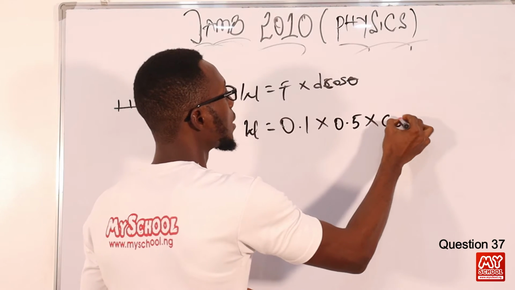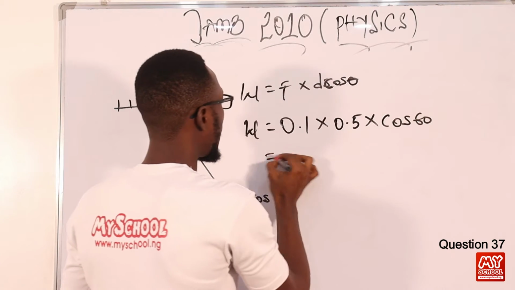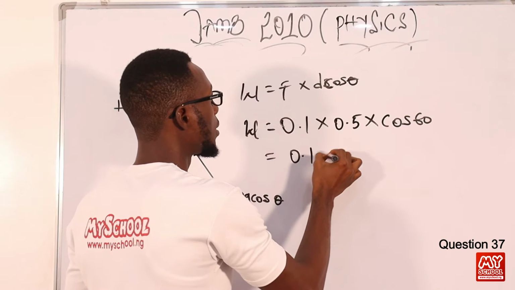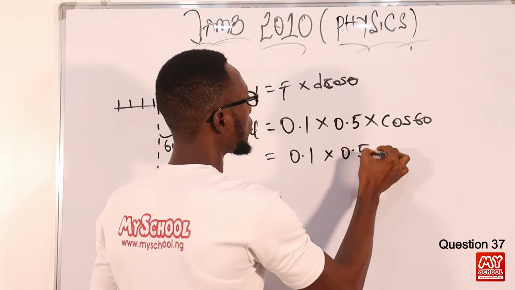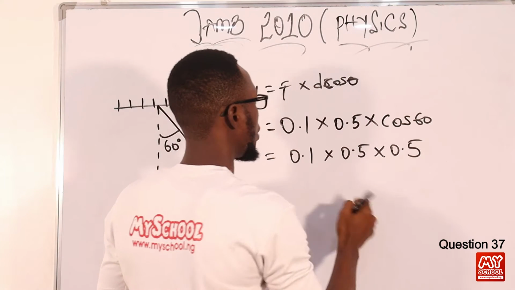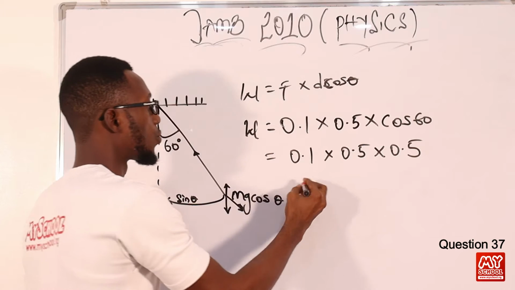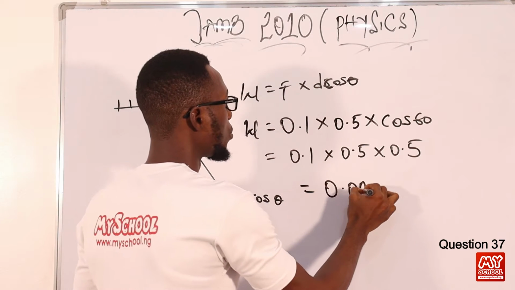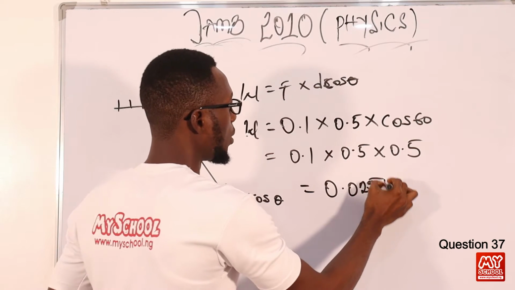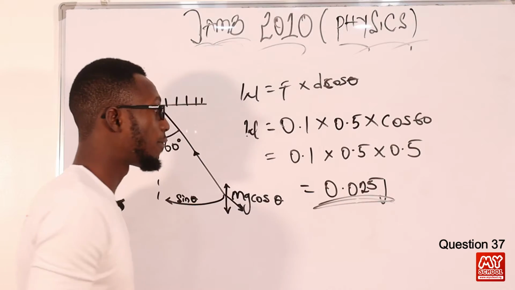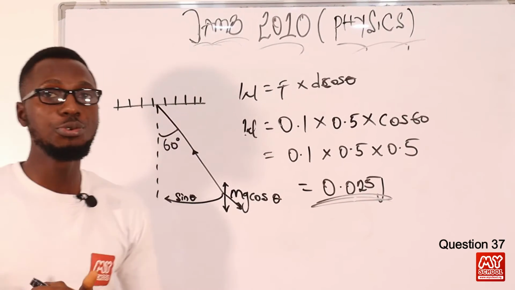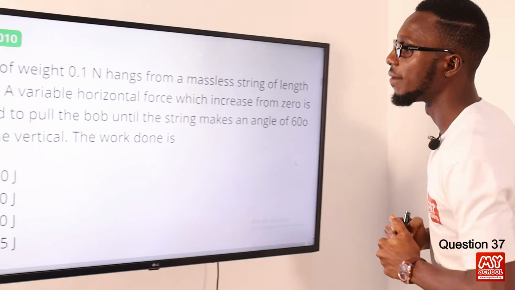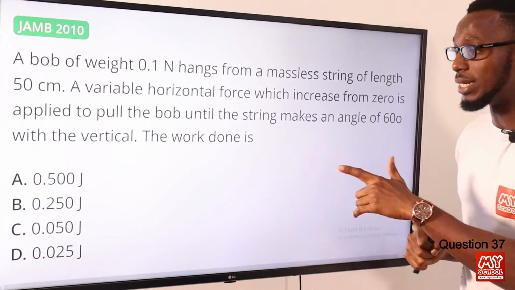times cos 60. I know that cos 60 is 0.5 also. So 0.5 times 0.5 times 0.1, I should have 0.025. Remember, work done, the unit is in joules. So let's see if we have 0.025. Very well, we can find that in option D. So option D is the valid option.